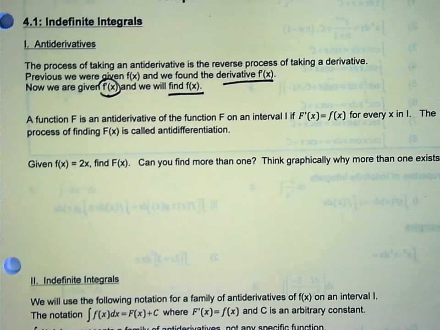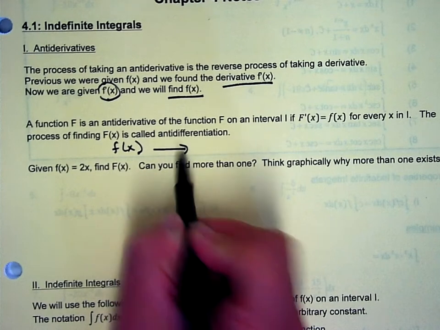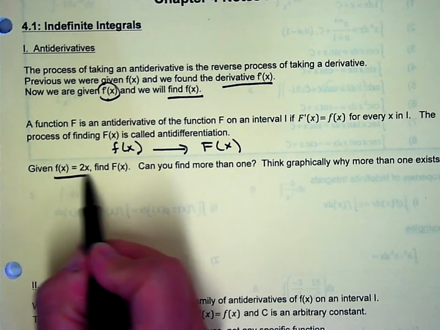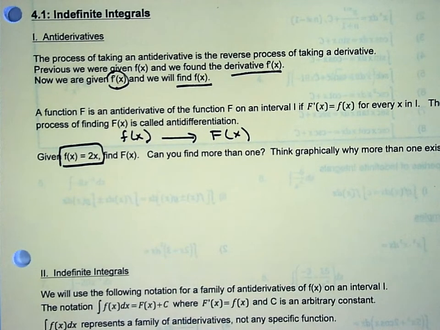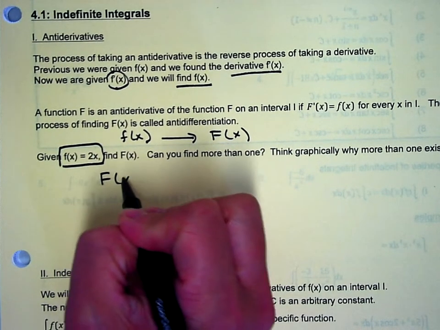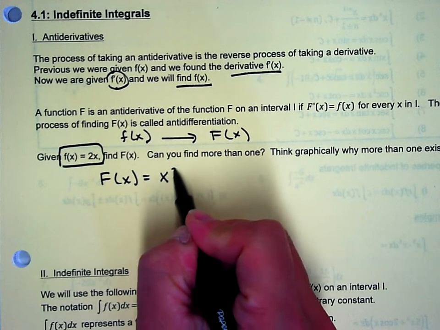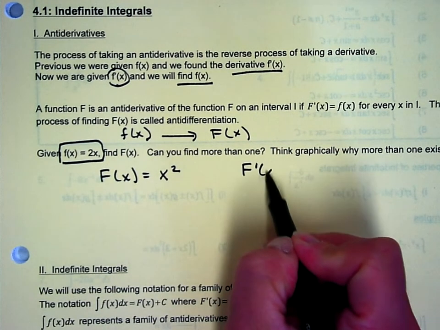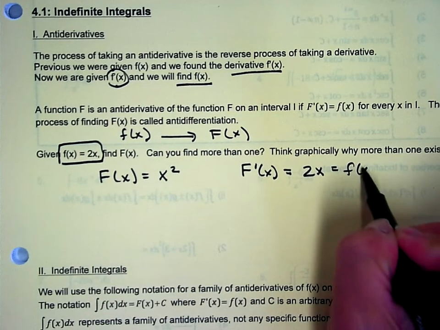Another notation that you'll see is if I give you f of x, and I ask you to take that antiderivative, the function above it, we're going to call it big F of x. So let's say the function is 2x, and I want to find the antiderivative of 2x. What you need to be thinking about is, what function, if I take the derivative of it, will give me 2x as my answer? And that function in this case is x squared, because if I take the derivative of x squared, I will get 2x, which is f of x.